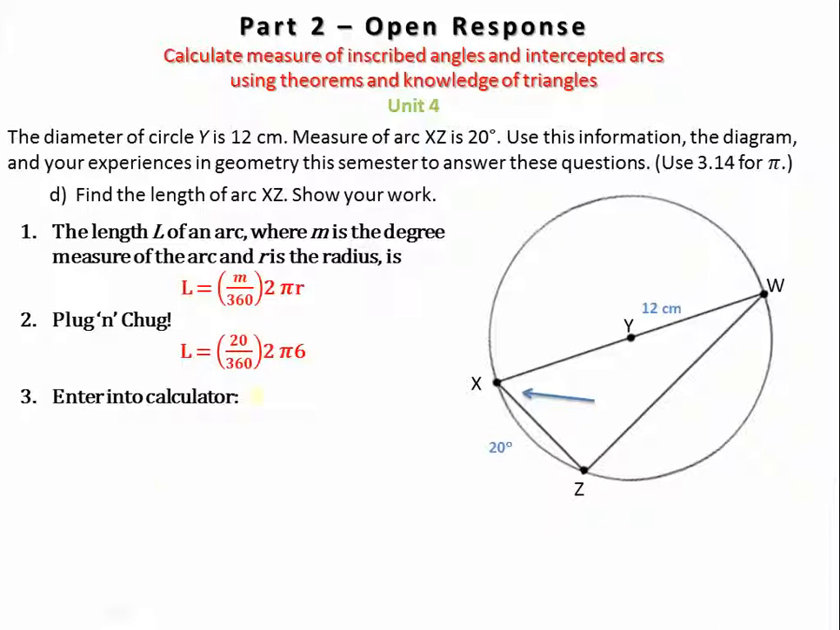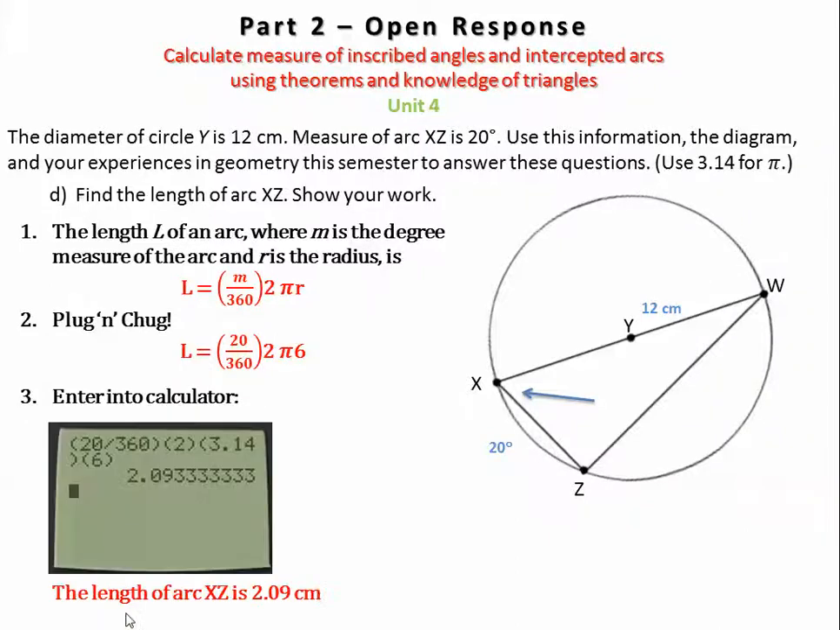So I can enter it into the calculator the same way that I see it there, except for pi. Instead of using the pi key, I just keyed in 3.14. So in parentheses, I got 20 divided by 360 multiplied by 2 multiplied by 3.14 multiplied by 6, and my answer ends up being 2.09. So, well, I was pretty close, and I wasn't even trying to guess. I was just throwing out numbers. So the length of this arc XZ is 2.09 centimeters.